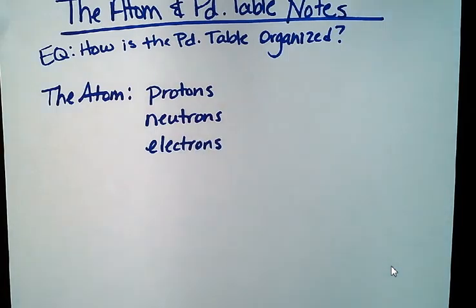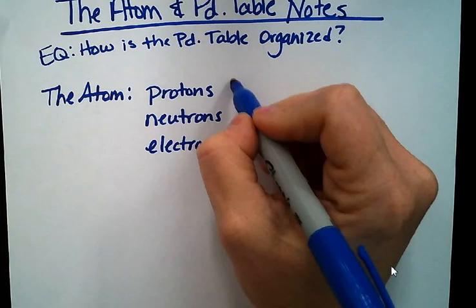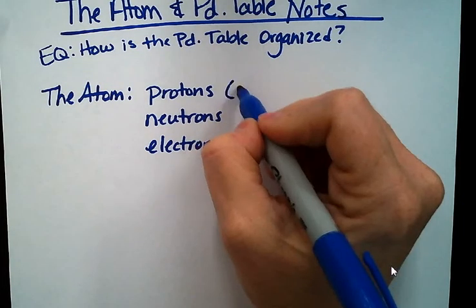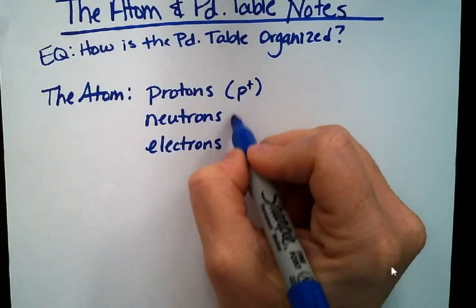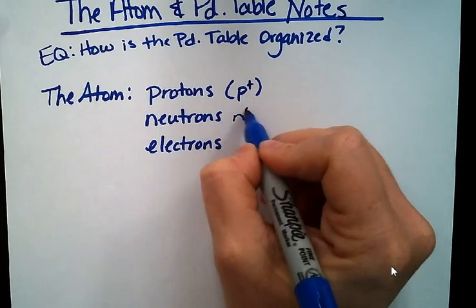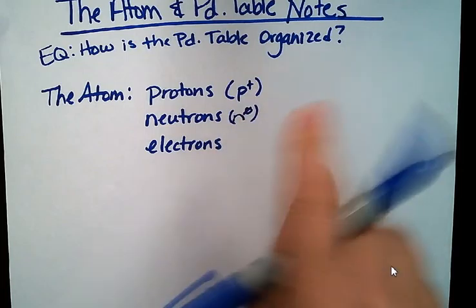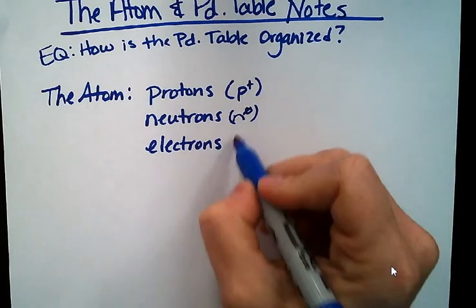You don't have to use these. They're not really official. They're not in a textbook. They're not on the EOCT or anything. But I do P with a plus, N with a little circle and a slash through it, like a null set in math, right? That's just my abbreviation. And an E with a minus sign.